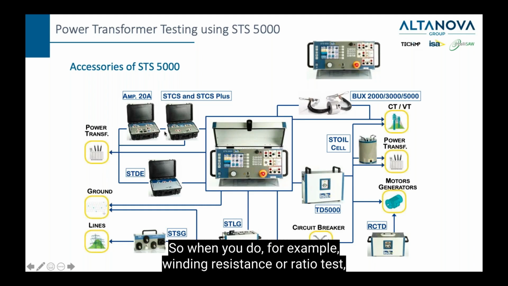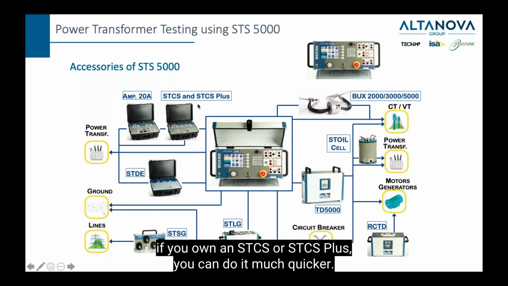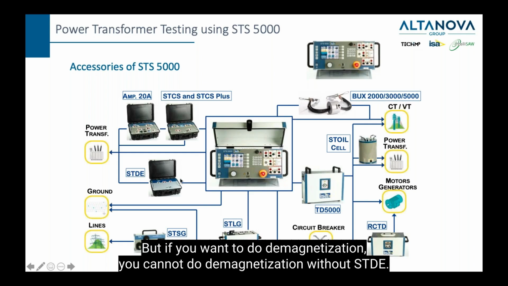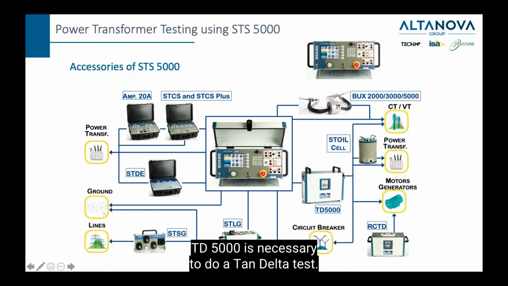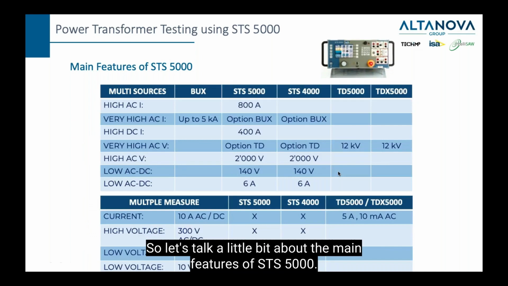So when you do, for example, winding resistance or ratio test, if you own an STCS or STCS Plus, you can do it much quicker. But if you want to do demagnetization, you cannot do demagnetization without STDE. The same with tan delta. TD5000 is necessary to do a tan delta test. So let us talk a little bit about the main features of STS 5000.